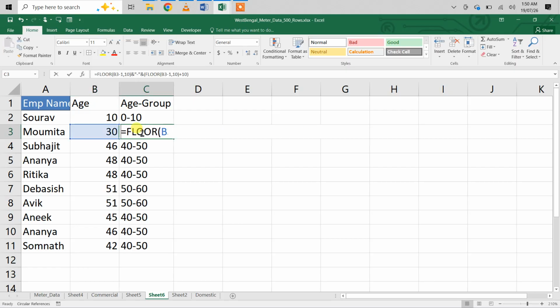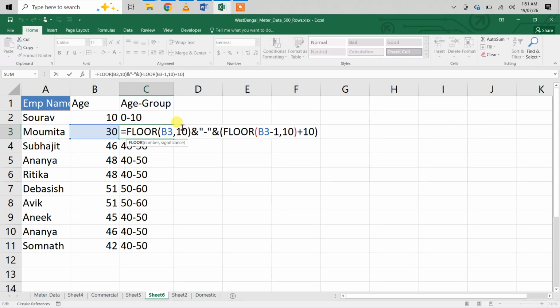But if I remove this minus 1, the answer won't come properly. It's 30 to 30. So 30 is a multiple, 10 fits into 30 thrice, so 3 tens are 30. So we need to subtract 1 from it, then only we'll be getting a float value of 29. So 10 twice is 20, and float means we are having 9 in hand but we are rounding it down.